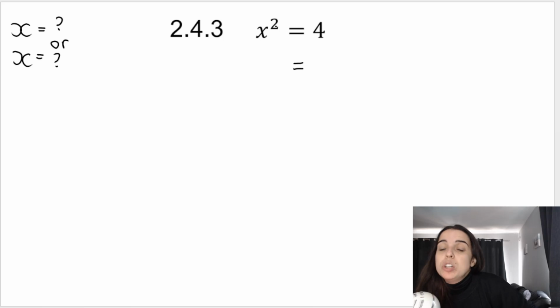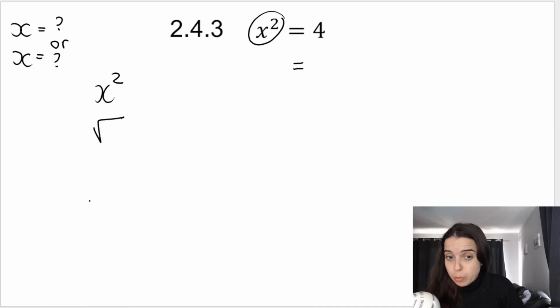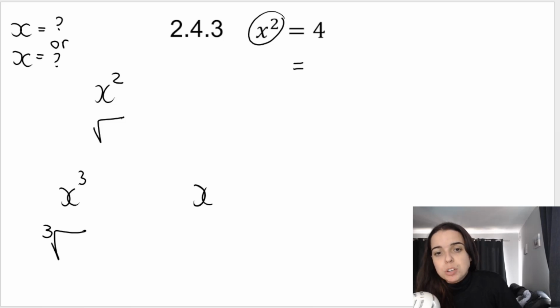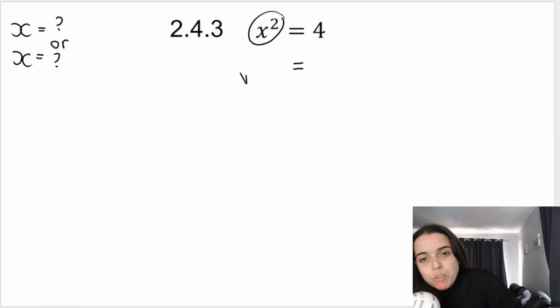When we're solving, we need to do inverse operations. This is an easy way to do it, a quick way that you learned in grade 8. What is the opposite of squaring? So squaring, to the power of 2. The opposite of squaring is square root. Just by the way, the opposite of cube is cube root. The opposite of to the power of 4 is fourth root. Yes, that's a thing. Okay, so what I can do is I can square root both sides.